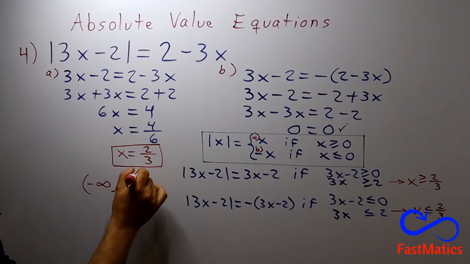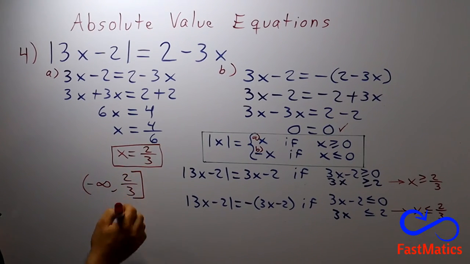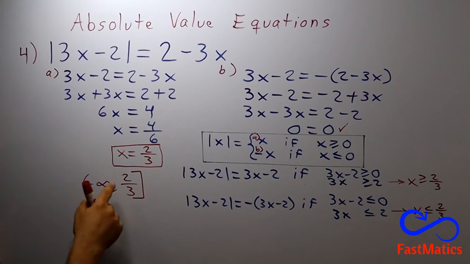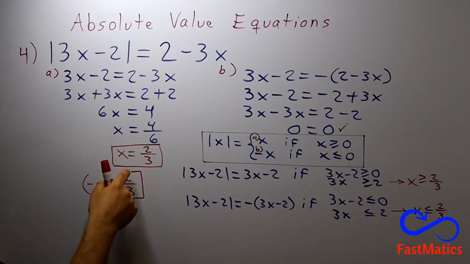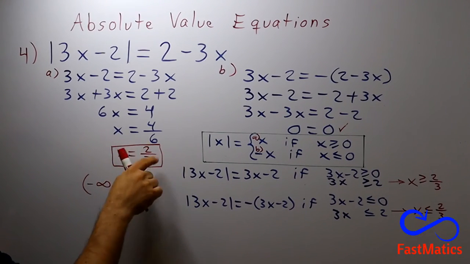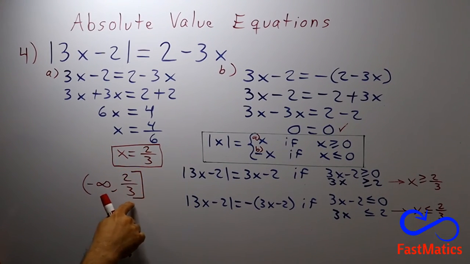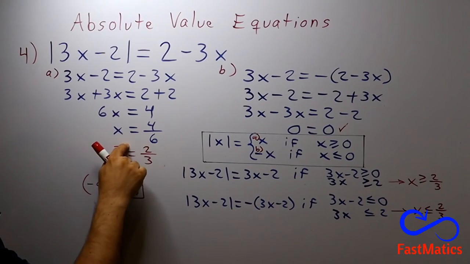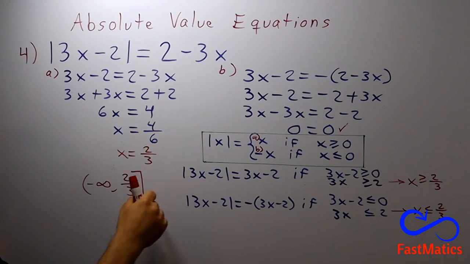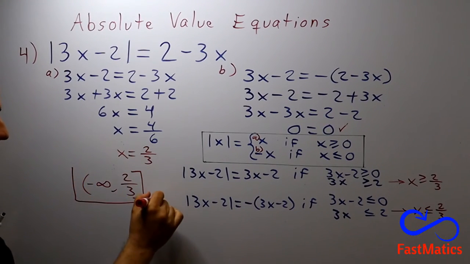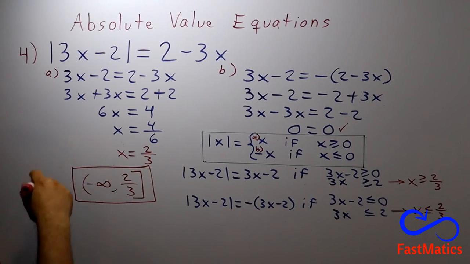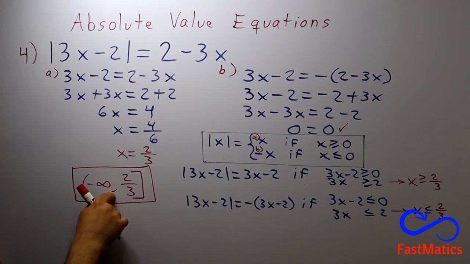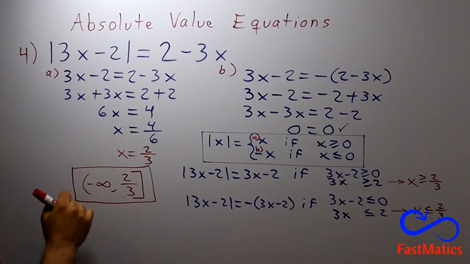And here, if I put brackets, that means that 2 over 3 is the answer. So it is not necessary to repeat. Here I said 2 over 3 is the answer, but here I am saying also that 2 over 3 is included in the answer. So I don't need to rewrite it. The only answer I can say it is all numbers from negative infinite to 2 over 3.